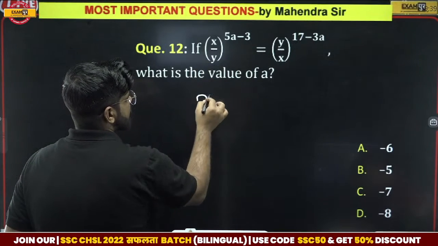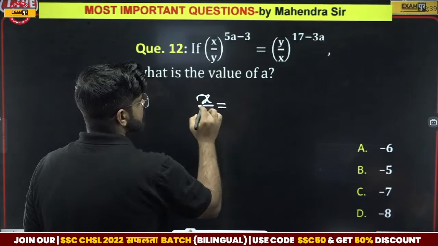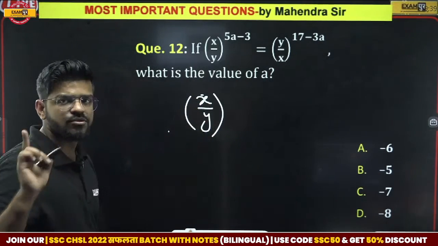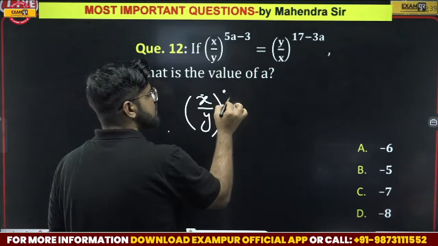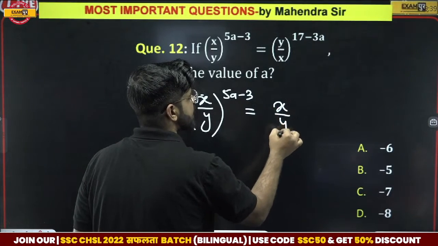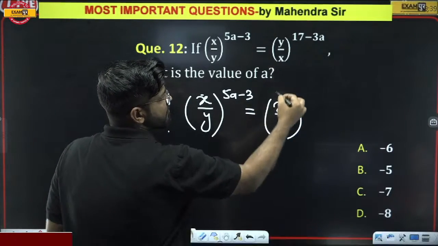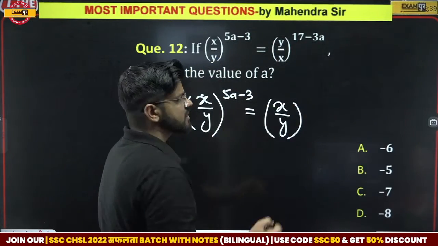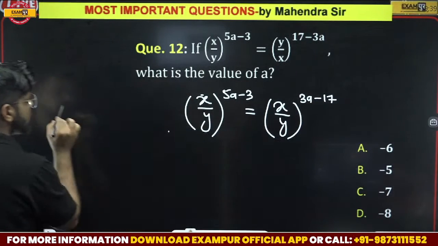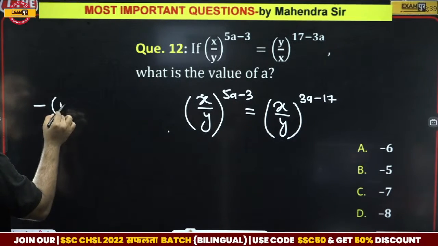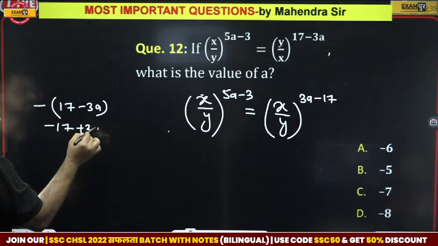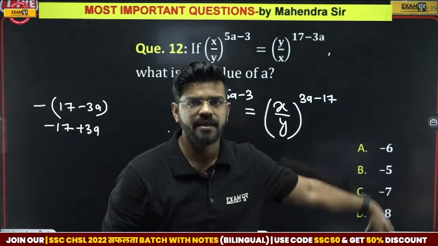So you know that x by y is here. If you have visualized this question, you have already got the answer. Okay, I am just writing here for the sake of your understanding. I can also write it x by y, just my power got reversed. How? It will be 3a minus 17, because I have multiplied by minus to 17 minus 3a, so it will be minus 17 and plus 3a. So I have written here 3a minus 17.